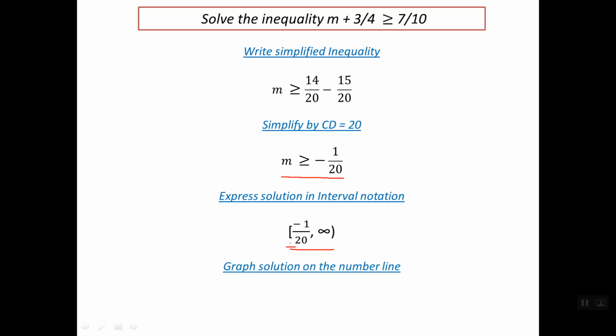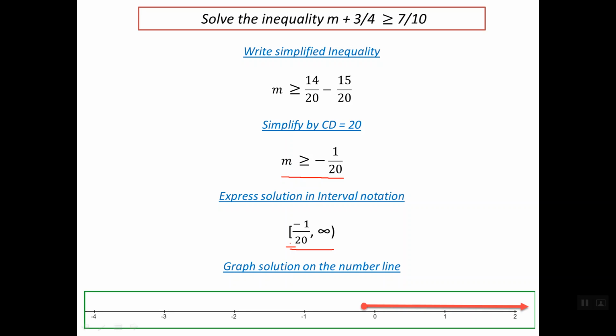Now we can simply graph the solution on the number line. So because the inequality is greater than or equal, the solution arrow is oriented to the right side, starting from minus 1 over 20 toward the positive infinity. See that we draw a closed circle around the fraction minus 1 divided by 20 in order to indicate that this number is part of the solution.